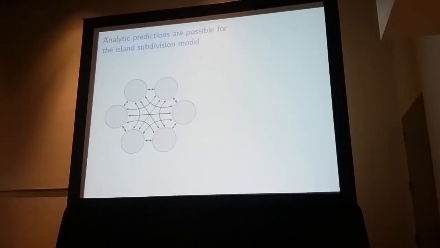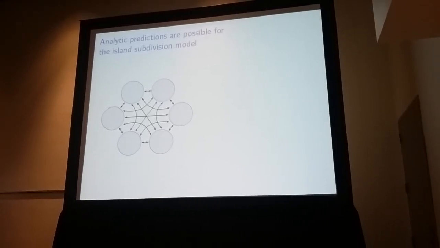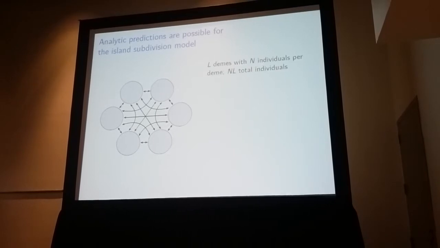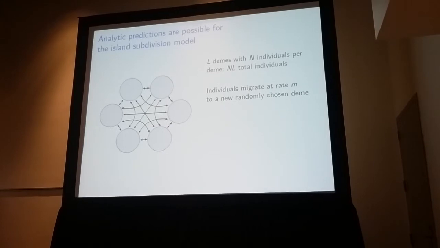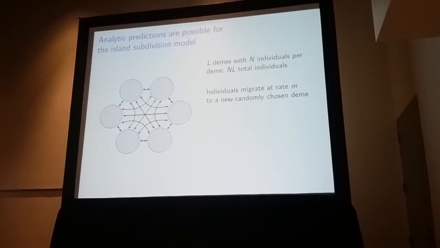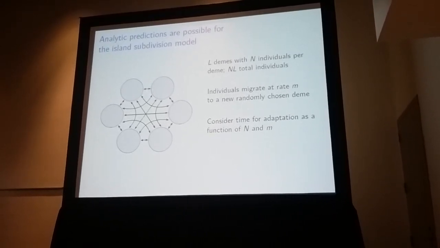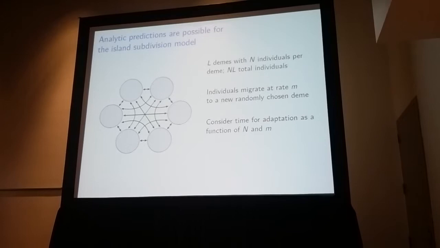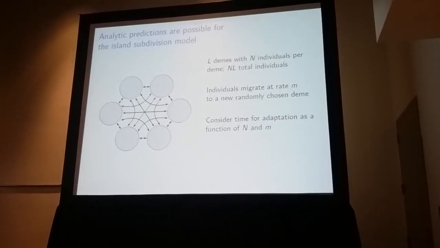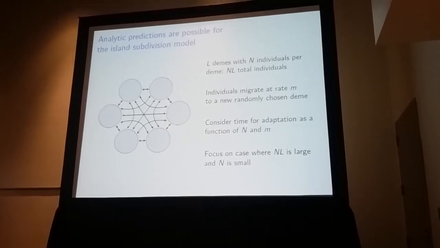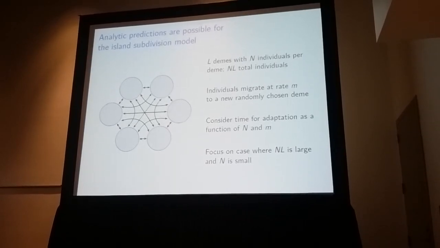In order to get some analytical predictions to understand how subdivision quantitatively affects valley crossing, I use the island model, the simplest model of structure, where there are L demes, each with n individuals, for N equals n times L total individuals. Individuals migrate at a per capita rate of m to a randomly chosen deme. I'm going to vary subdivision by varying the size of demes and the migration rate, and I'll be comparing a subdivided population to an unstructured population of the same total size. For this talk, I'm going to be focusing on the situation where the total population size is large, but the demes are small, because this is where you get the largest effect.